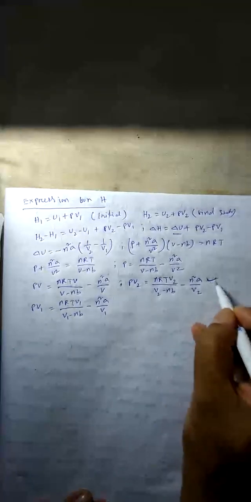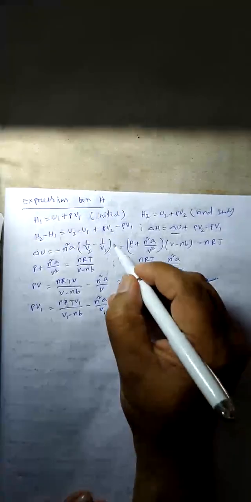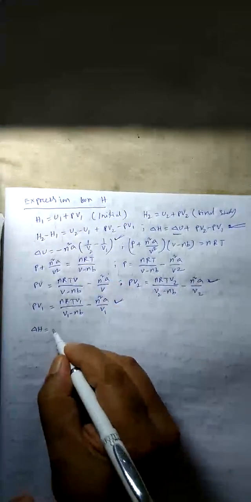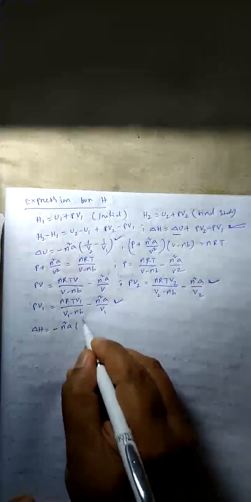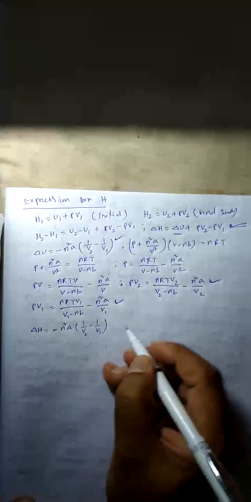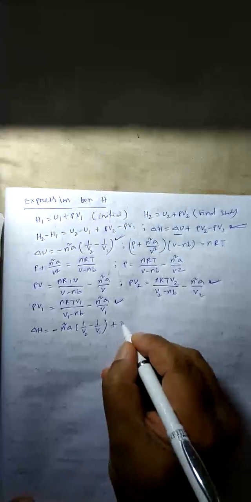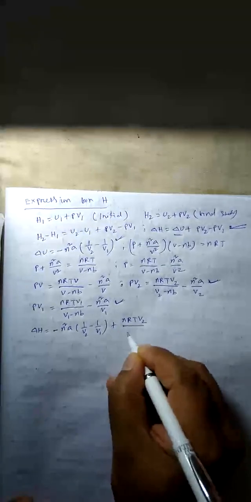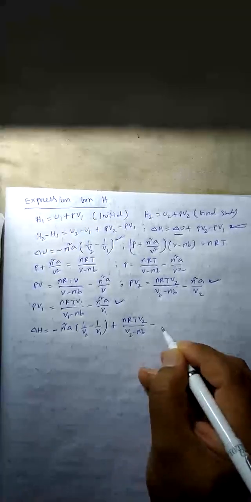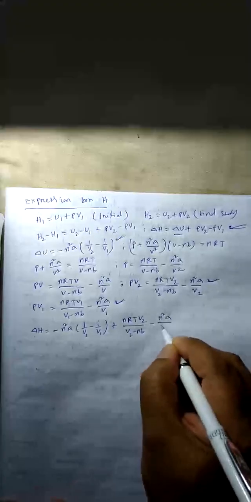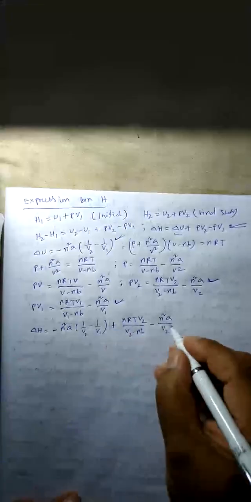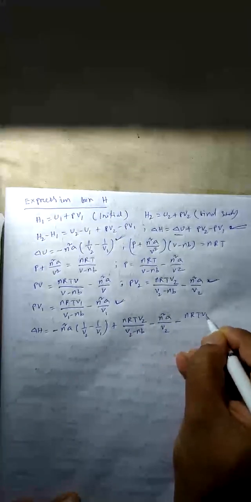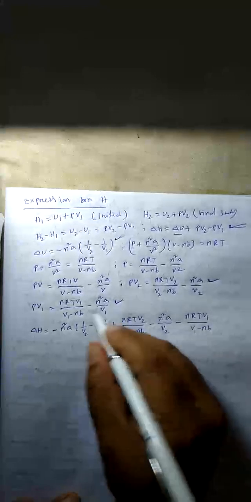So we get PV2, we get PV1, we get delta U. Now put these three values in this equation. Now your delta H is equal to delta U, I put this value, minus n square A times 1 by V2 minus 1 by V1, plus PV2, this one, nRT V2 divided by V2 minus nb, minus n square A by V2. PV2 minus PV1, this one minus nRT V1 divided by V1 minus nb, minus minus plus, we get n square A by V1.